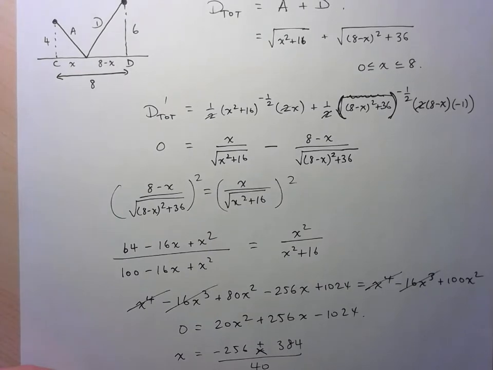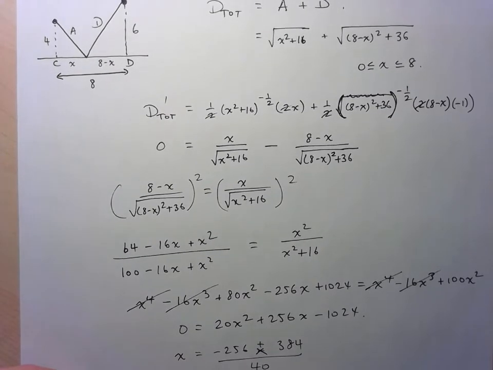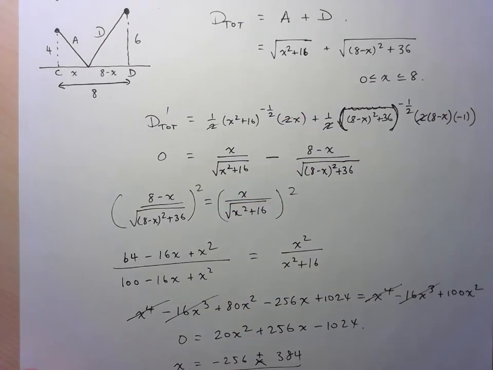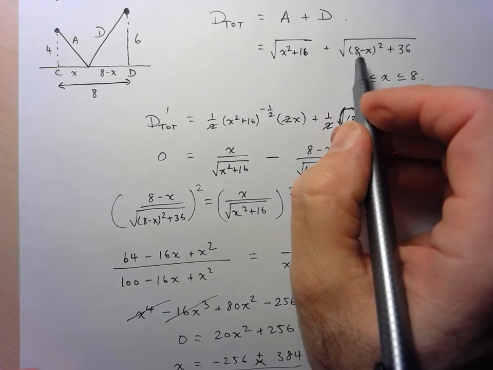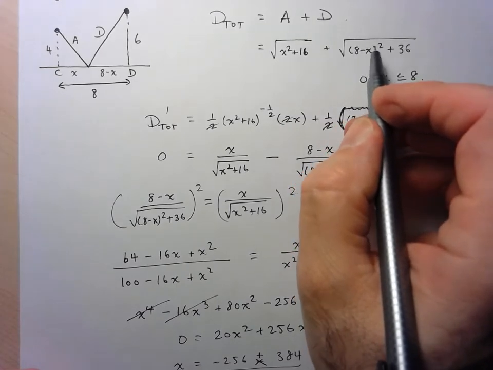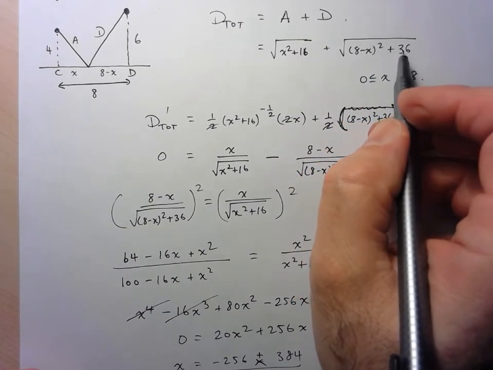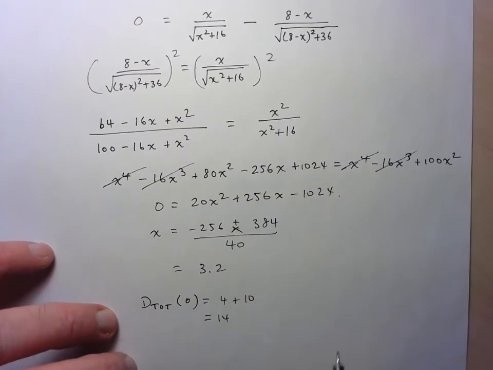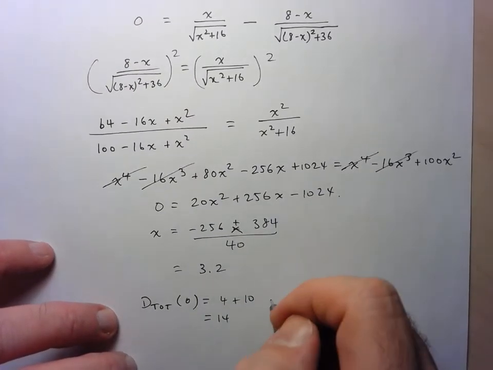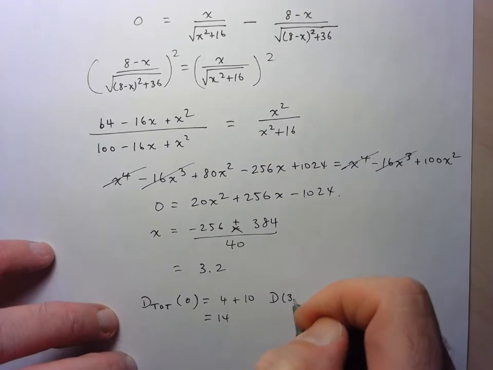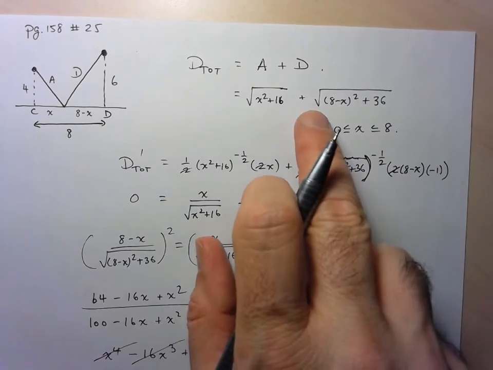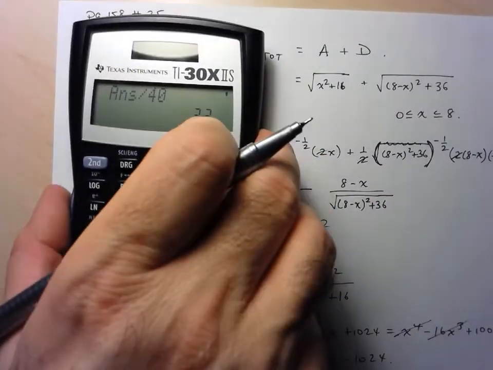So d total at 0 is just going to be, well, this is 0 squared plus 16, so that's just going to be 4 plus, and this is going to be 8 minus 0, so 8 squared 64 plus 36 is just 100. Square root of 100 is 10, so that's 14. Oh, sorry, I wasn't showing you. I just didn't write that down. Okay, so now we'll check d total at 3.2. So I'm just going to stick in 3.2. That one I'll need my calculator for.